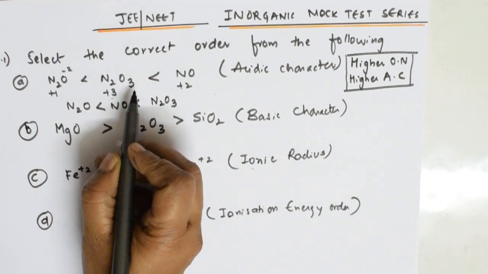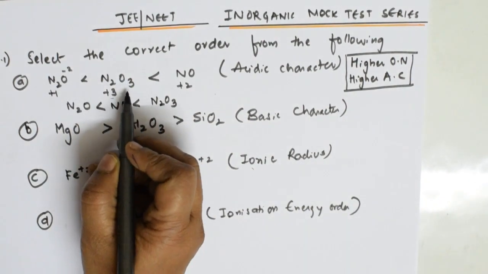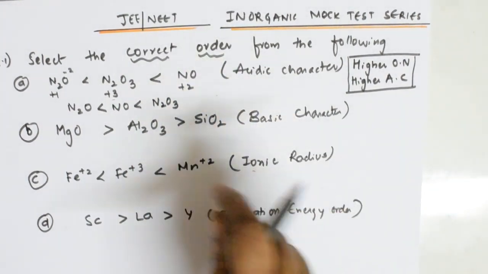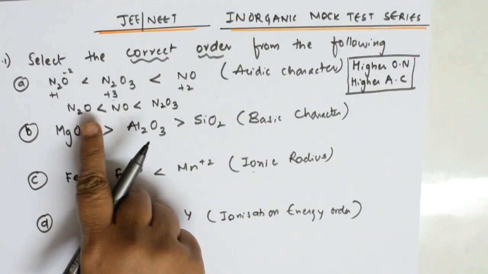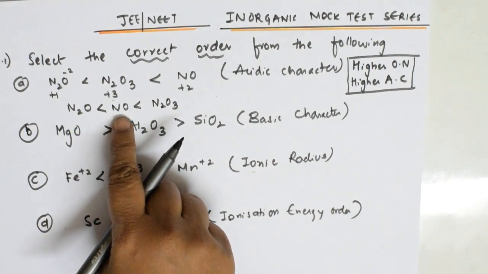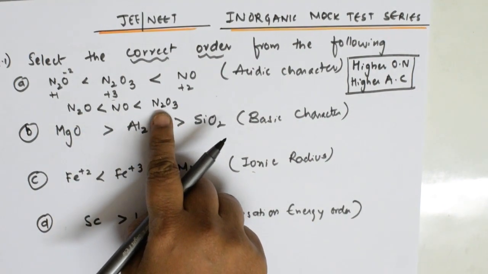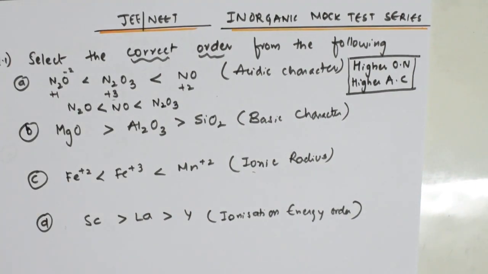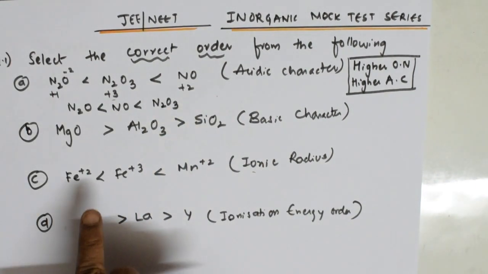Here check the order. The order is wrong, isn't it? They've asked me to check the correct order. According to the oxidation number, the order should be this: this is least acidic, this is next acidic, and this is more acidic. The order is wrong, so A is not our option. I have to check the correct order. Let us come to the next one.